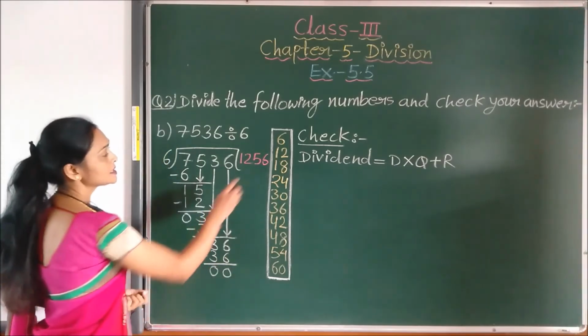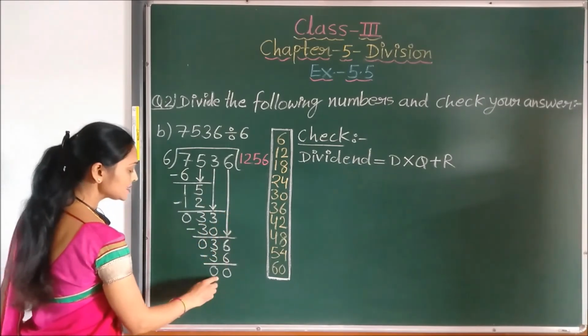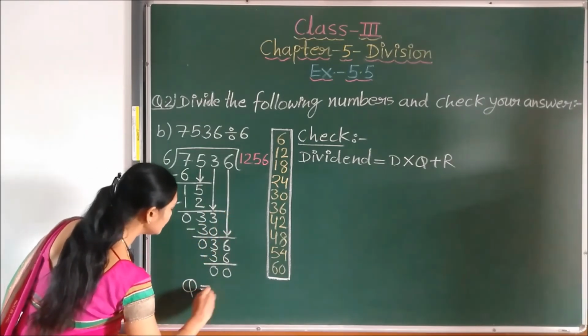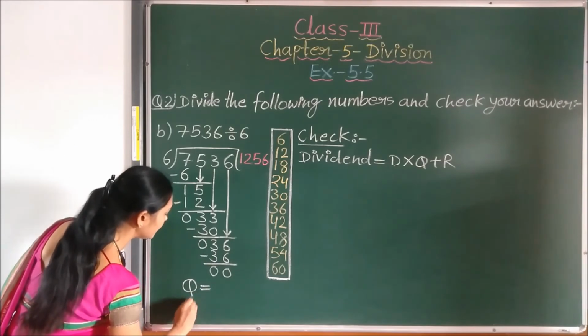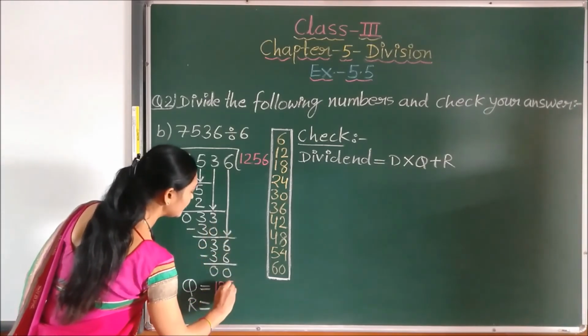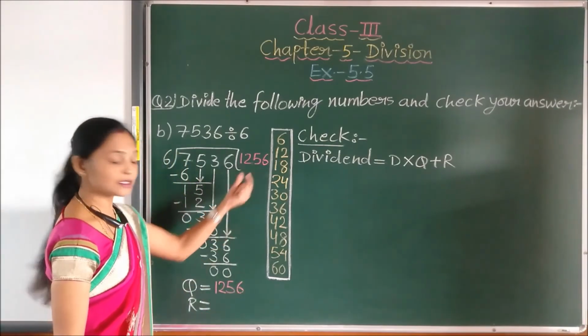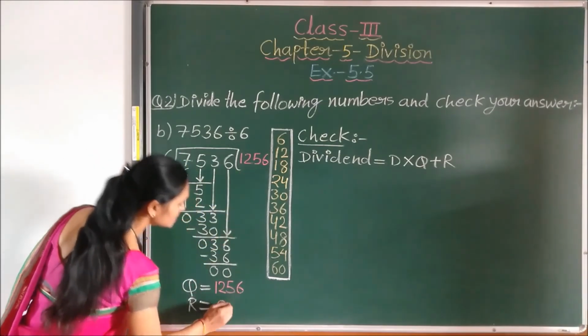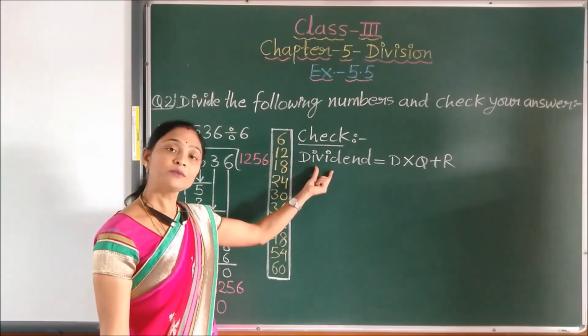Now this is the quotient and this is the remainder. So quotient and remainder we will write here down. Quotient is 1256 and remainder is 0. Yes. Now we have to check our answer.